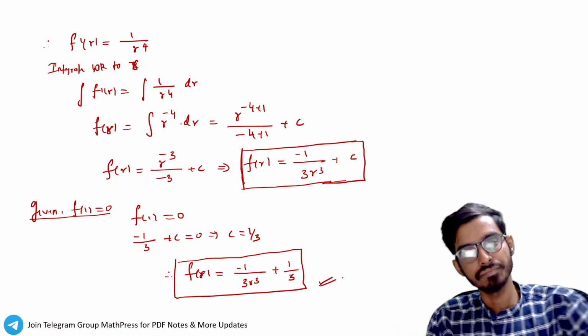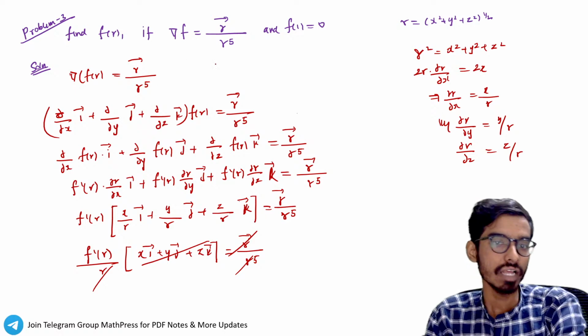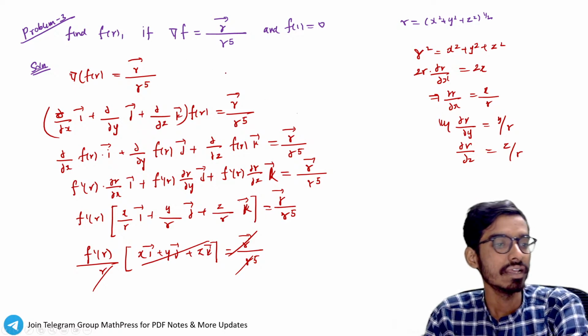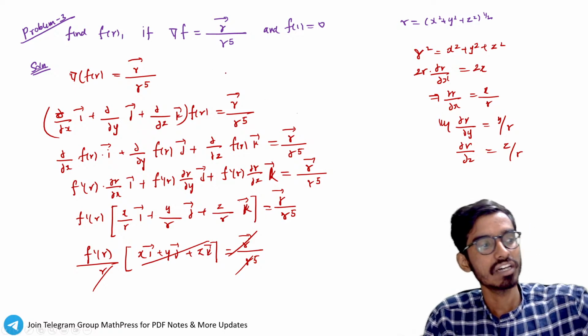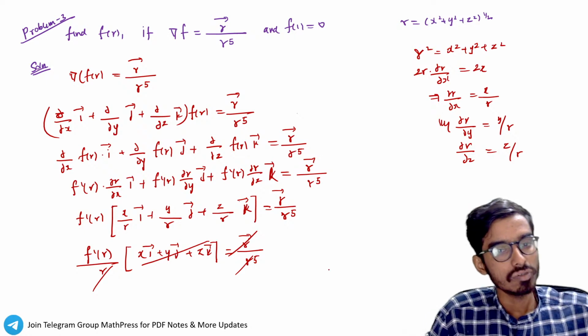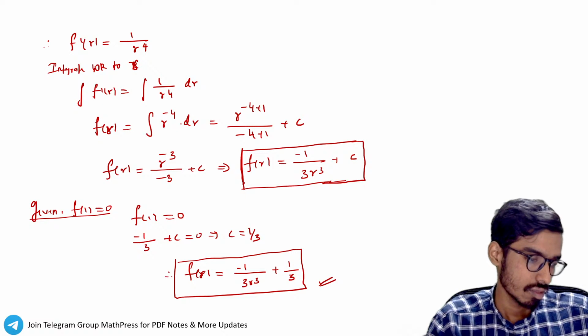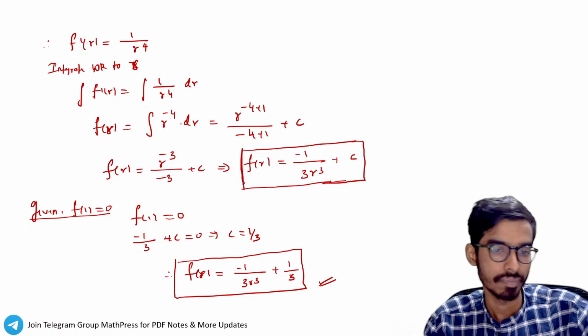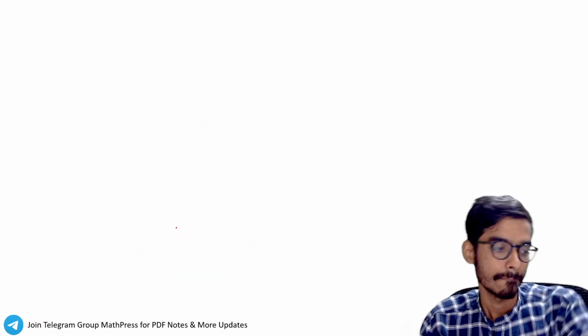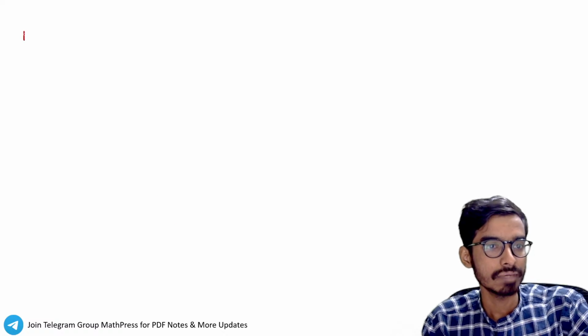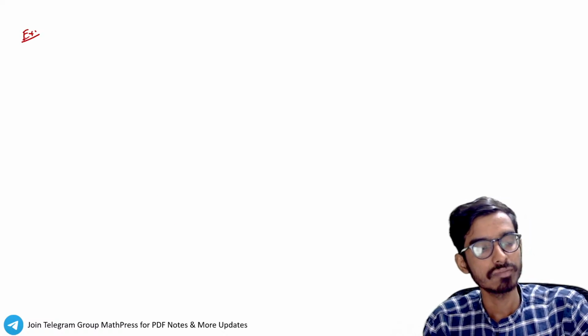Is it clear? So instead of converting this to Cartesian and then converting back to in terms of r, it takes time. So we are doing like this, right? And I'll give you some exercise problems.